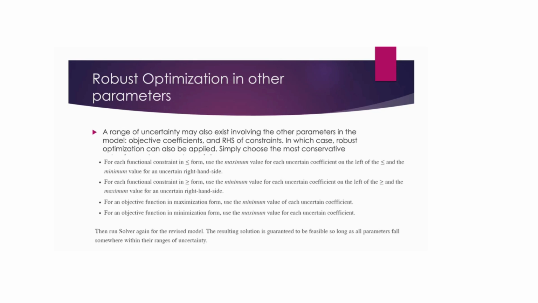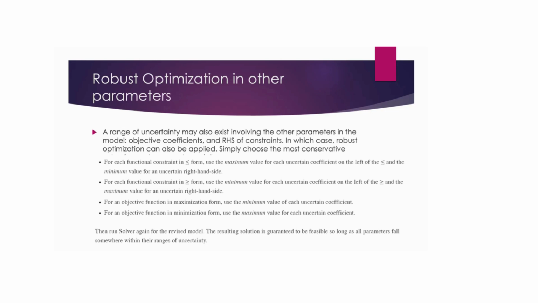Now, on the other hand, for each functional constraint in greater than equal form, use the minimum value for each uncertain coefficient. And the greater than equal, the maximum is just the opposite of what I have discussed in the preceding bullet. And for an objective function in maximization form, use the minimum value for each uncertain coefficient. And for an objective function in minimization form, use the maximum value for each uncertain coefficient.